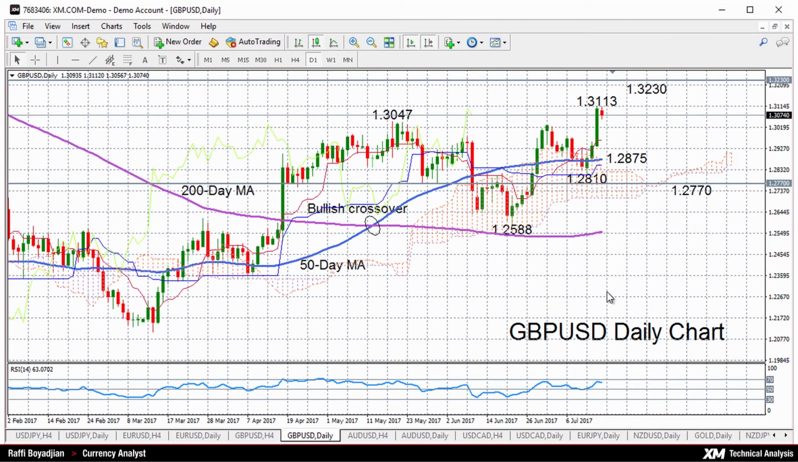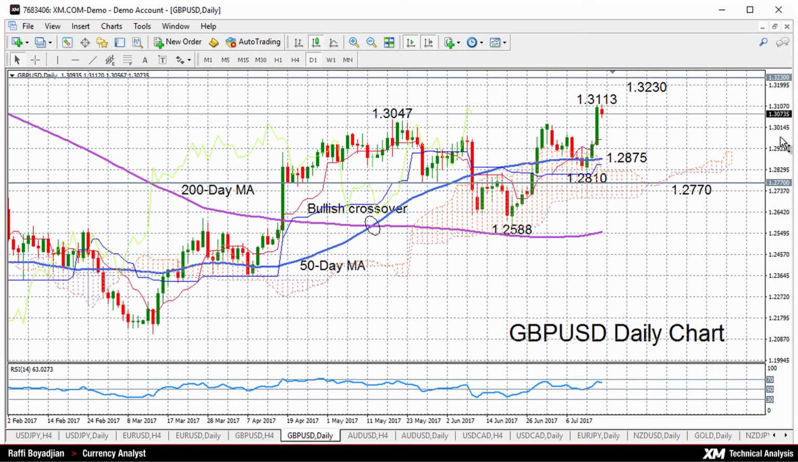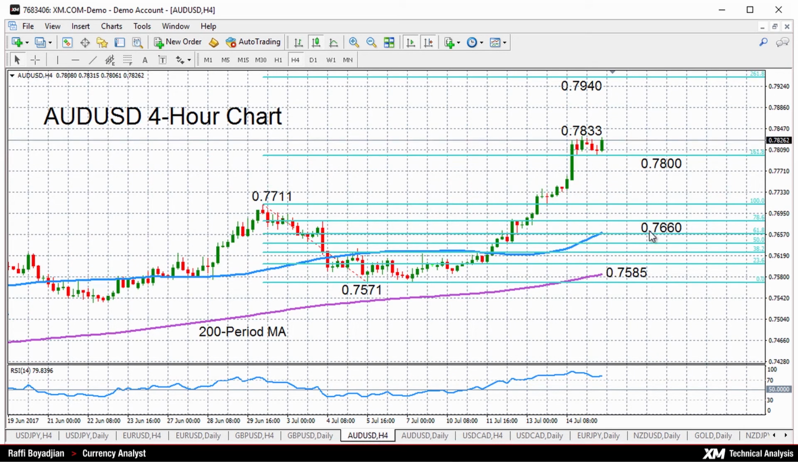Looking at the daily chart for pound dollar, we can see RSI here hasn't quite reached overbought levels, so over the medium term, over perhaps the next couple of weeks, there's still a chance of further gains, but we should see resistance coming at the prior resistance and support level of 1.3230. If we do see pound dollar going down though, support should come from the 50-day moving average at 1.2875, followed by the previous support level of 1.2770.